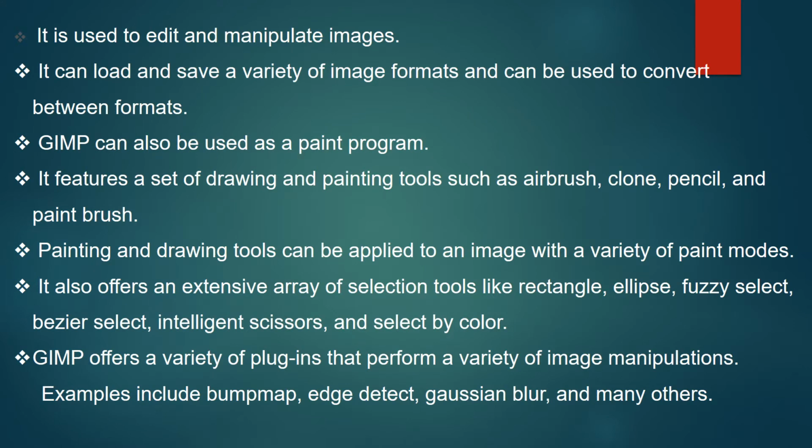Using GIMP, you can edit and manipulate images. Here you have a lot of tools available. For example, under painting tools, you have airbrush, clone, pencil and paintbrush. And then if you take plugins, you have a lot of options available. Layers are there. Using that, you can create a variety of images.